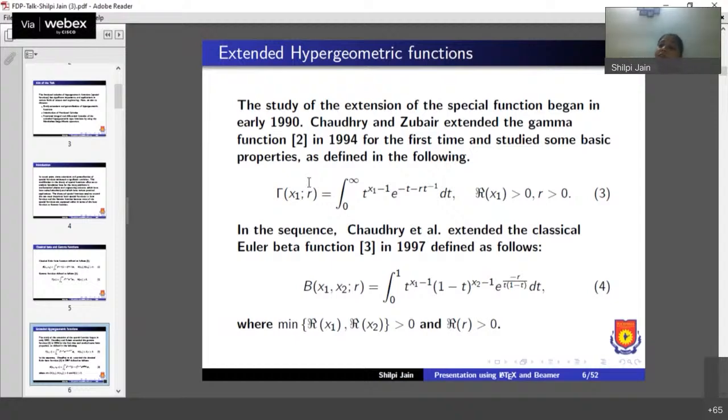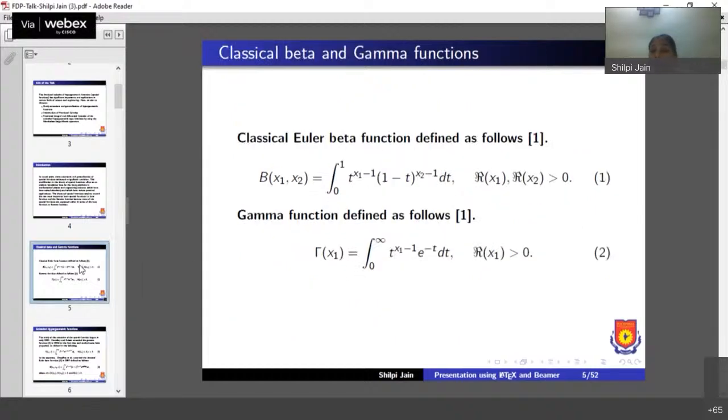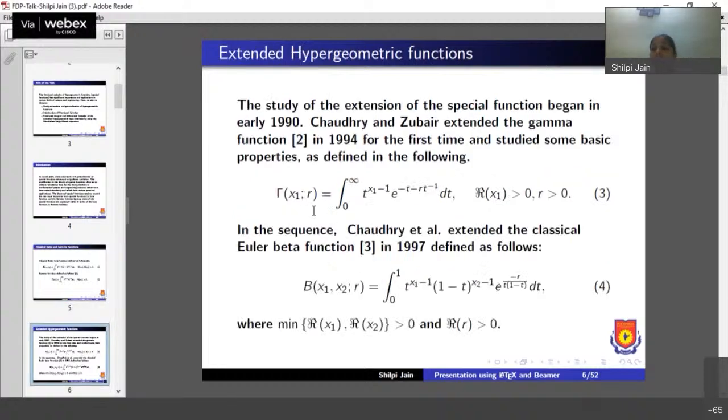Now, the study of extension of the special functions began in the early 1990s. Chaudhry and Zubair extended the gamma function in 1994 for the first time and studied some basic properties, as defined in the following. Gamma(x1; r) = integral from 0 to infinity of t^(x1-1) e^(-t - r t^(-1)) dt, where real of x1 is greater than 0, r is greater than 0. This is the basic definition of the beta function and gamma function, and this is the extended definition of the gamma function.